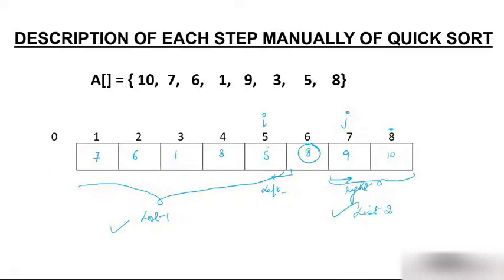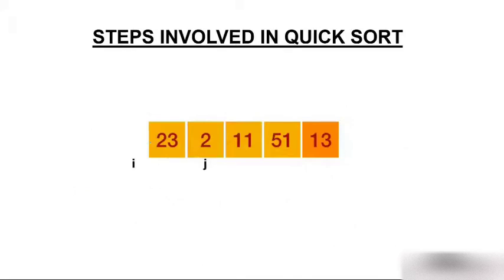So what I'll do, I'll again make this 5 as a pivoted element. I'll make J over here, I over here, and again I'll start the process. What will happen? 5 will acquire its position and the list will again divide into 2 parts. So by doing this a number of times, finally the entire array will get sorted. So let me show you the steps. See the step. 13 is the pivoted element.